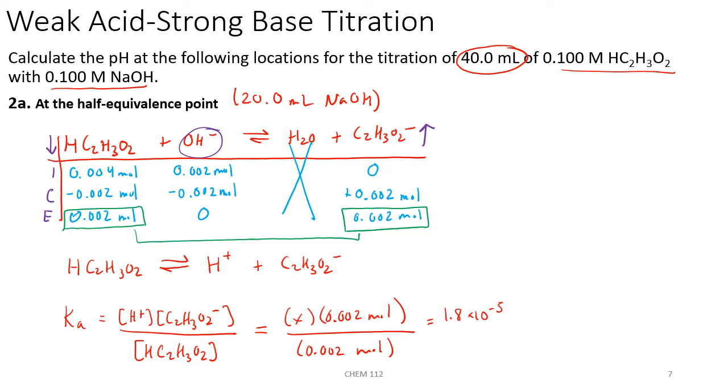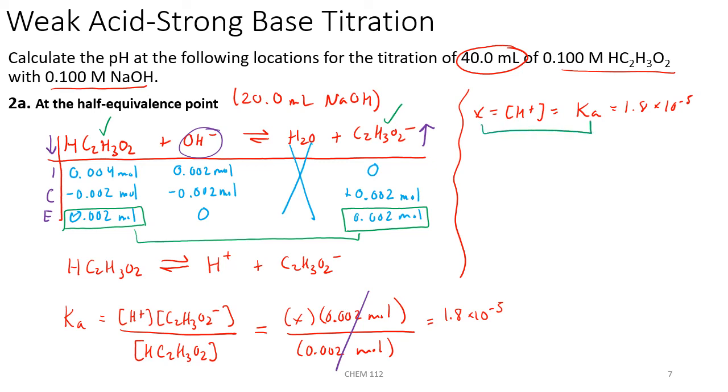So notice what happens at the half equivalence point when we go to calculate the pH: since the moles are the same, they end up canceling out. And X, which is our hydrogen ion concentration, ends up being equal to our Ka, in this case the 1.8 times 10 to the negative fifth. So at the half equivalence point, this is a shorthand thing that you can use, because if you understand that the moles of the weak acid and its conjugate base are the same, then the X value will always end up being equal to the Ka.